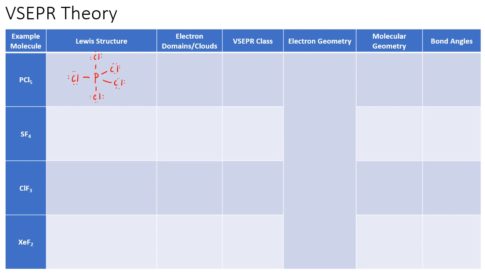So here we have 5 electron domains or electron clouds around our central atom. They're all bonding domains. So we've got 1, 2, 3, 4, 5. The VSEPR class is going to be AX5. And the electron geometry for the AX5 family is called trigonal bipyramidal. The molecular geometry or shape for our PCl5 molecule is also called trigonal bipyramidal since it's the first one in the family.